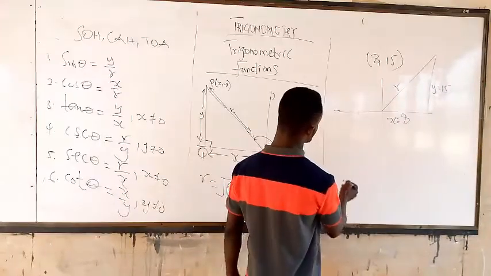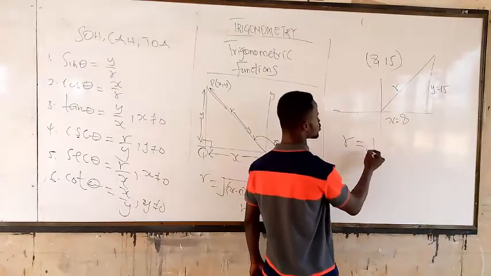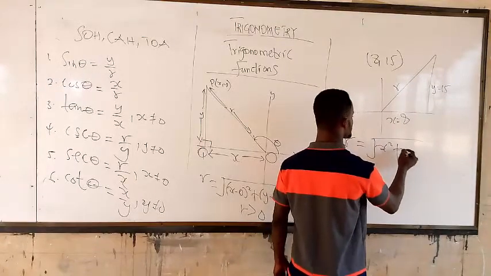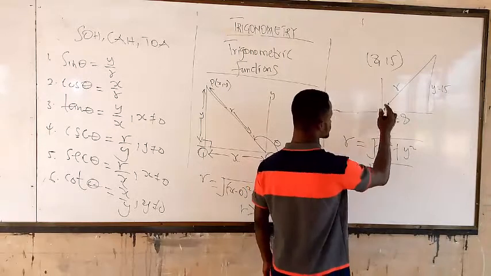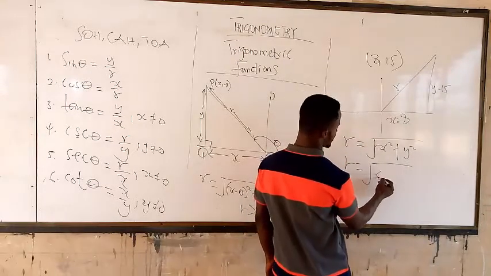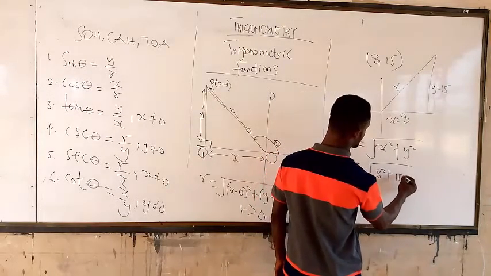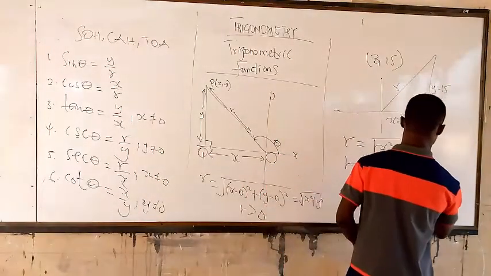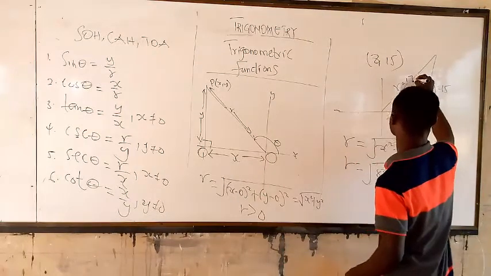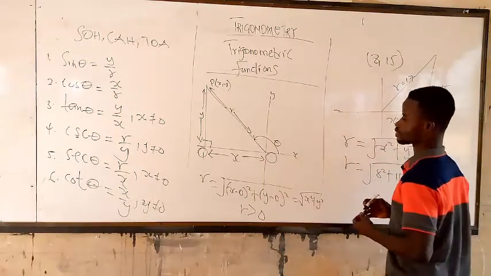So we need to first go for the r. We know r is equal to the square root of x squared plus y squared. So r is equal to the square root of 8 squared plus 15 squared. And that is going to give us 17. So the radius is 17. Alright.